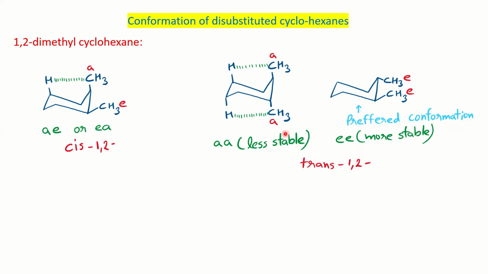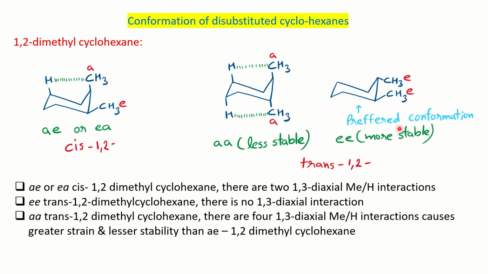And if you compare all three, the most preferred and stable conformation is, as you can see, EE, then comes AE or EA, and the least stable is AA. This is the stability order in general for cyclohexane derivatives, especially for the 1,2 position. For the 1,3 position also you can find the same order, and 1,4 also.